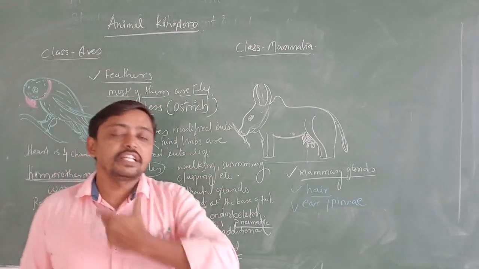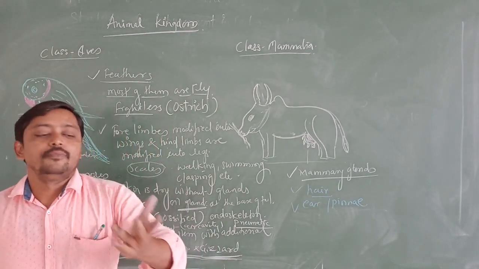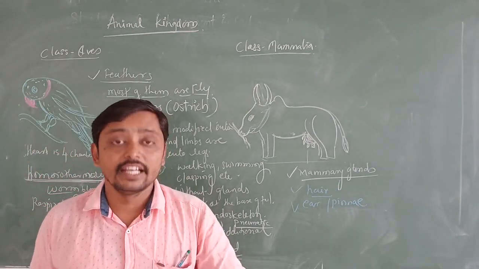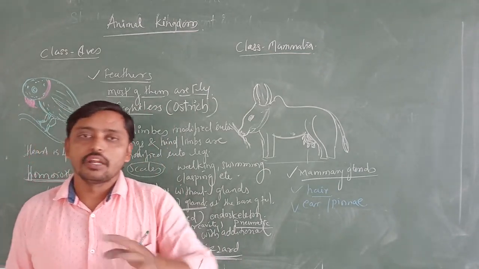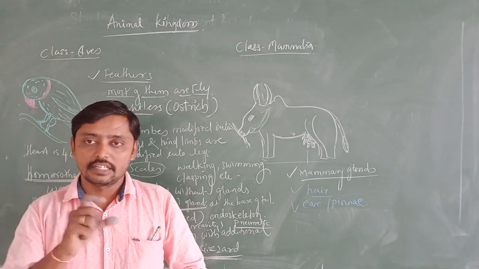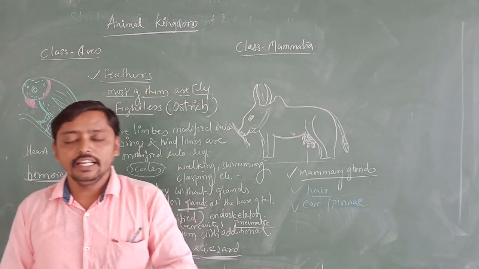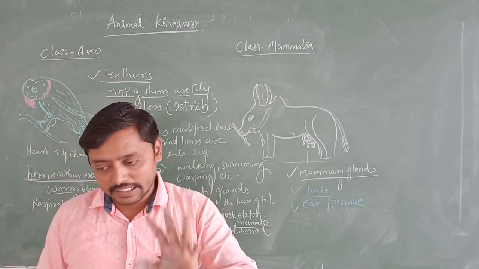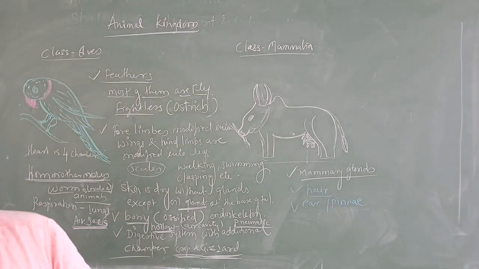Different types of teeth, like molar, premolar, canines. These different types of teeth are present in human beings, and in the same way, in mammals we get different types of teeth. Understood? And we are going to study that. That is also a very important character.